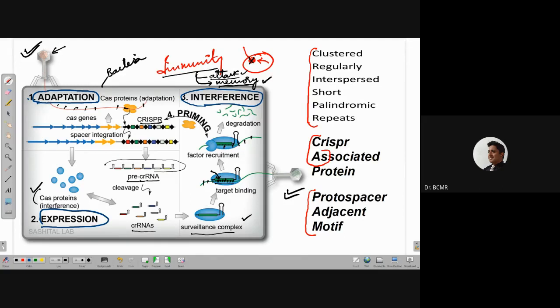But at the same time, when it is killing this genome here, it might also pick up some more fragments and insert them into the CRISPR array. That will add more specificity, right? It will increase the probability with which the phage will be degraded. That is called priming. So: adaptation, expression, interference, and priming.